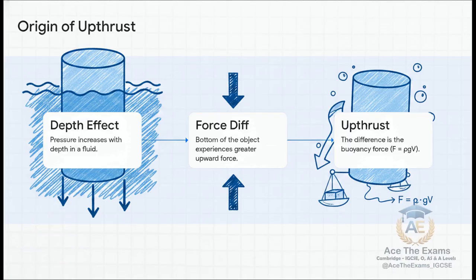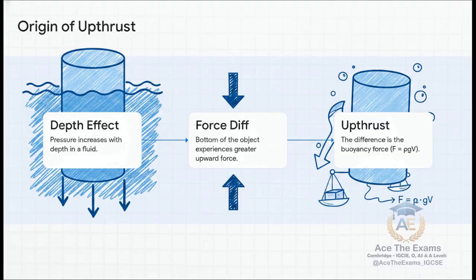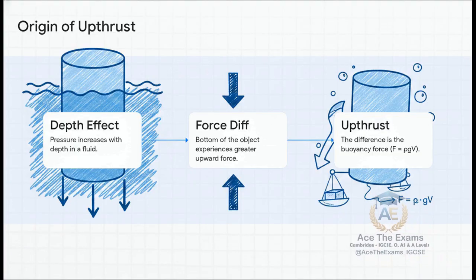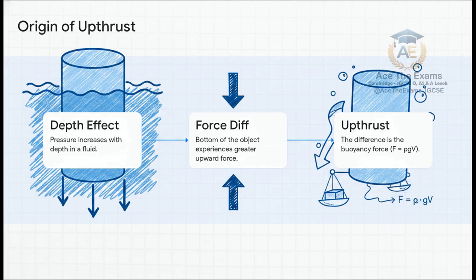Make sense? Step 2. Since pressure is force over area, that higher pressure on the bottom means there's a larger upward force pushing on the base compared to the downward force pushing on the top. Step 3. The difference between those two forces? That is exactly what upthrust, or buoyancy, is. When you crunch the numbers, taking the pressure difference and multiplying by the area, you get this beautiful equation.